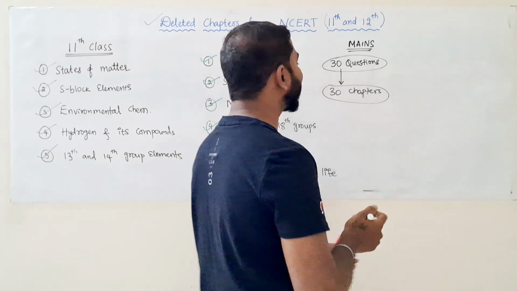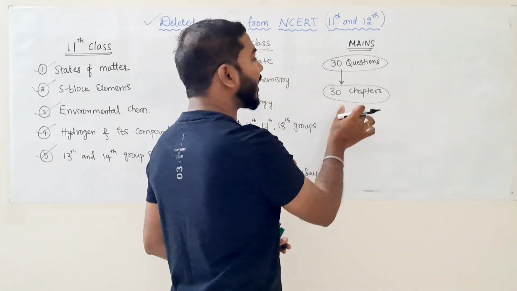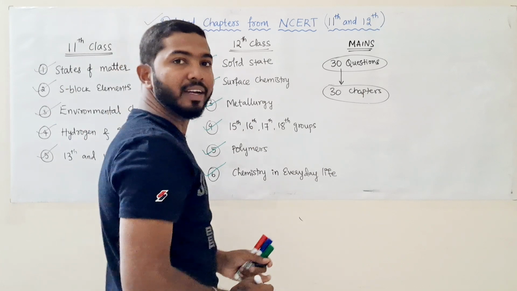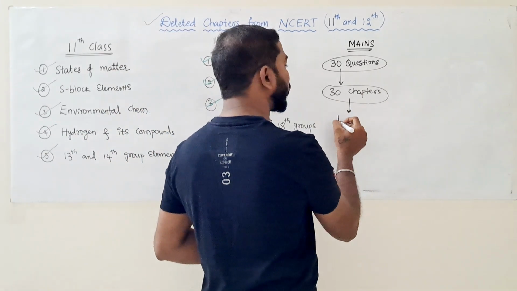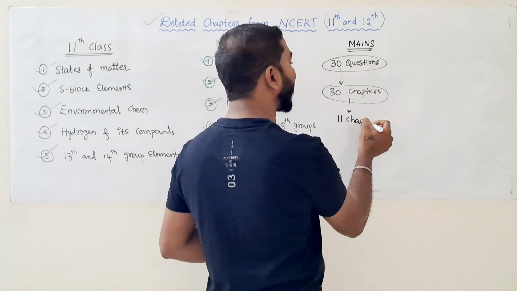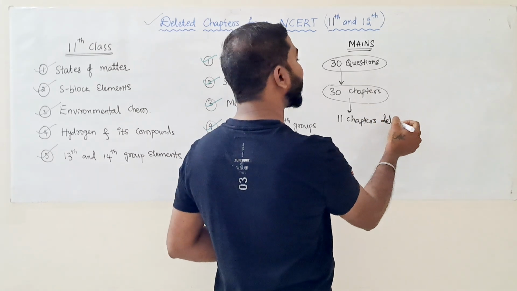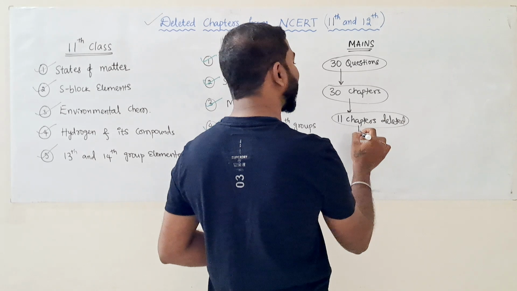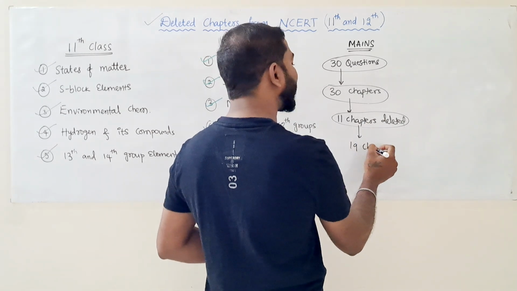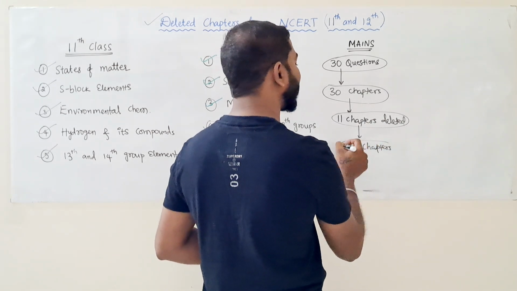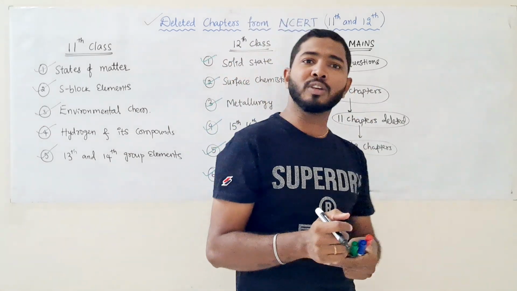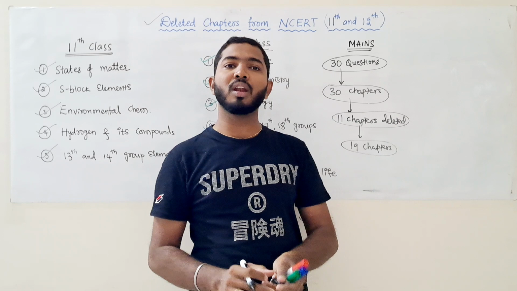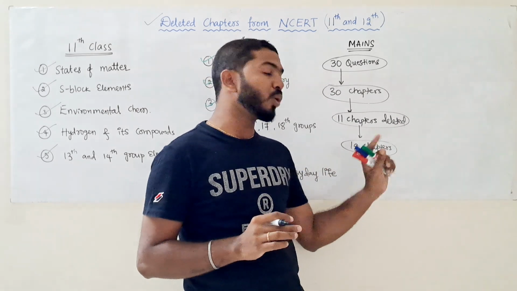And next, if that is the case, 30 questions come from 30 chapters. Now look, 11 chapters are deleted. If 11 chapters are deleted, how many chapters will remain for us? 19 chapters are remaining. And now what are those 19 chapters? I hope you can understand. Except these 11, the remaining are all included for the competitive exams.